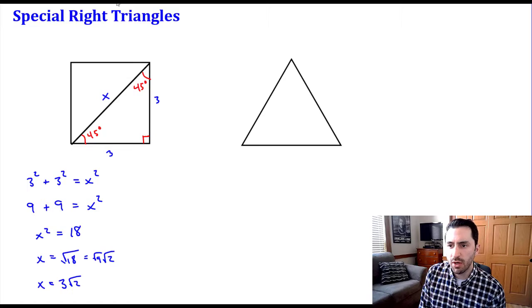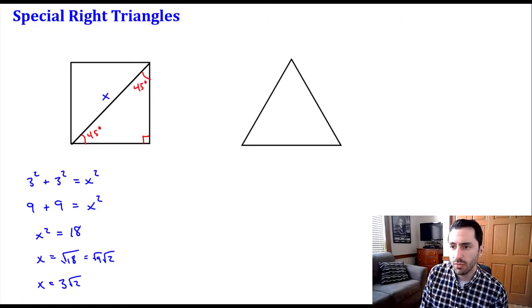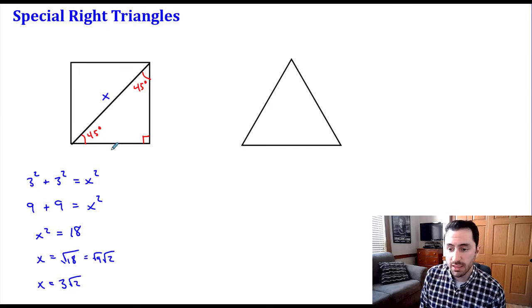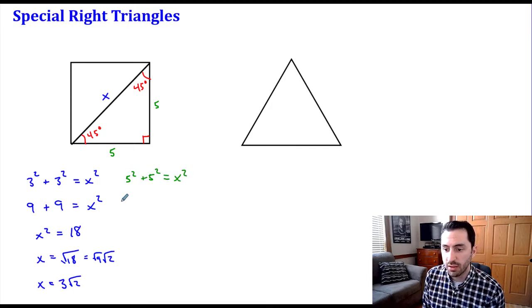All right, so now let's think about just one more example and see if we can notice a pattern. So now let's think about, let's say these have a length of 5. So doing the same thing, 5 squared plus 5 squared is equal to x squared. This is going to be 25 plus 25. So we get x squared is equal to 50. Taking the square root, x is equal to the square root of 50.